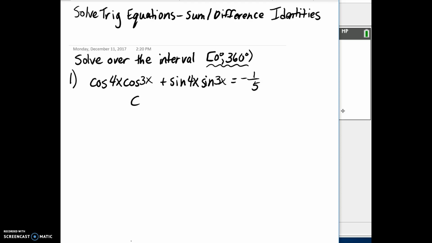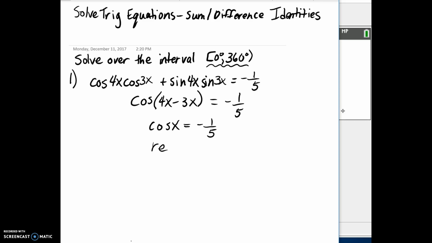That's going to be a cosine identity, and if there's a plus in between, it's going to be cosine of a difference. So I'm going to do 4x minus 3x. And most of the time, it's a matter of condensing it down. Then we're going to get cosine of x is equal to negative 1/5. Now, at this point, it's the same as what we've done previously.